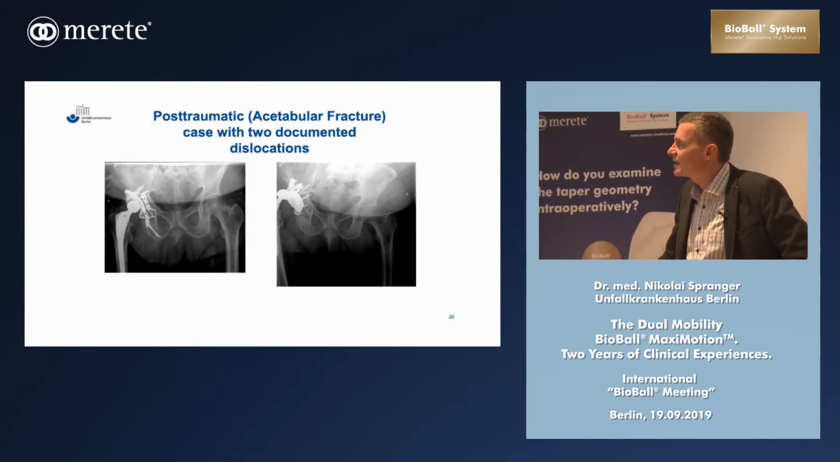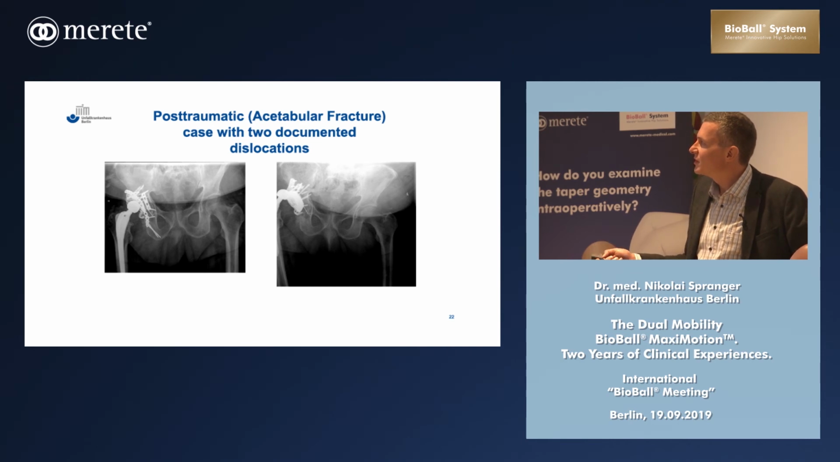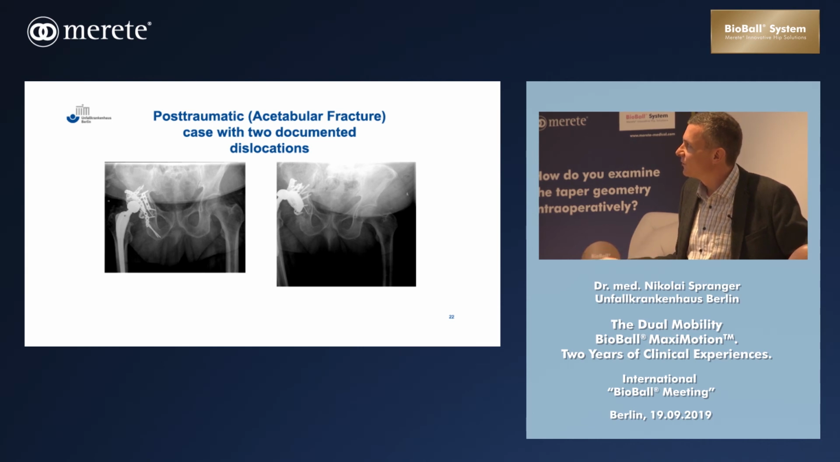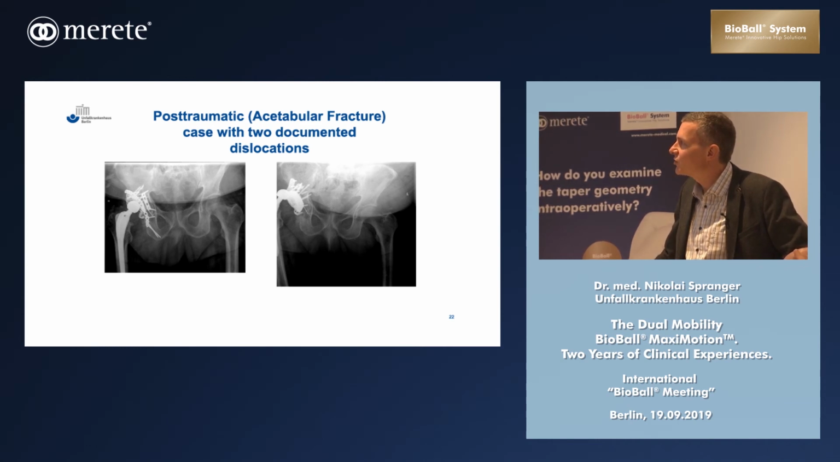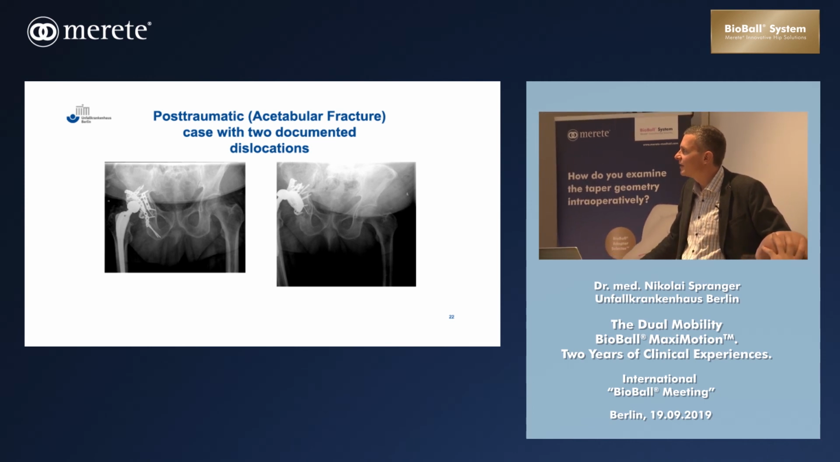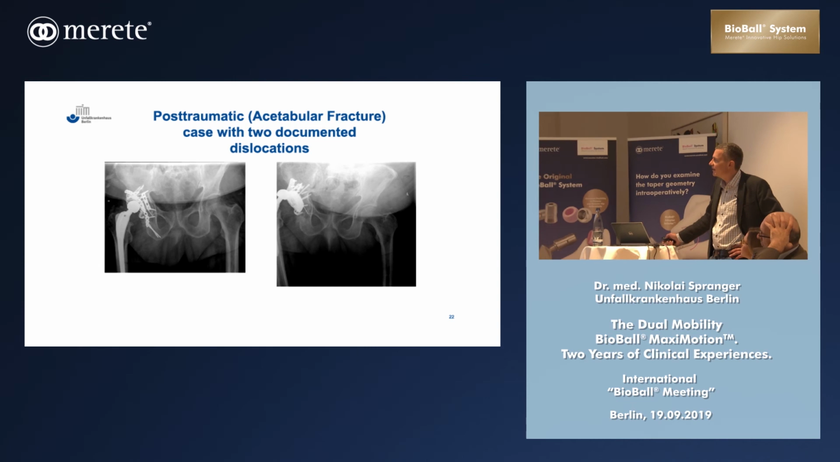These are usually the cases we see every day: post-traumatic problems after an acetabular fracture in this case, with 2 documented dislocations. So you see 2 problems. You see, of course, the dislocation, but you can also see a loosening of the cup, and you have a fracture close to the acetabulum. So it's not a very nice procedure usually, just to get rid of this revision cup he already had in.